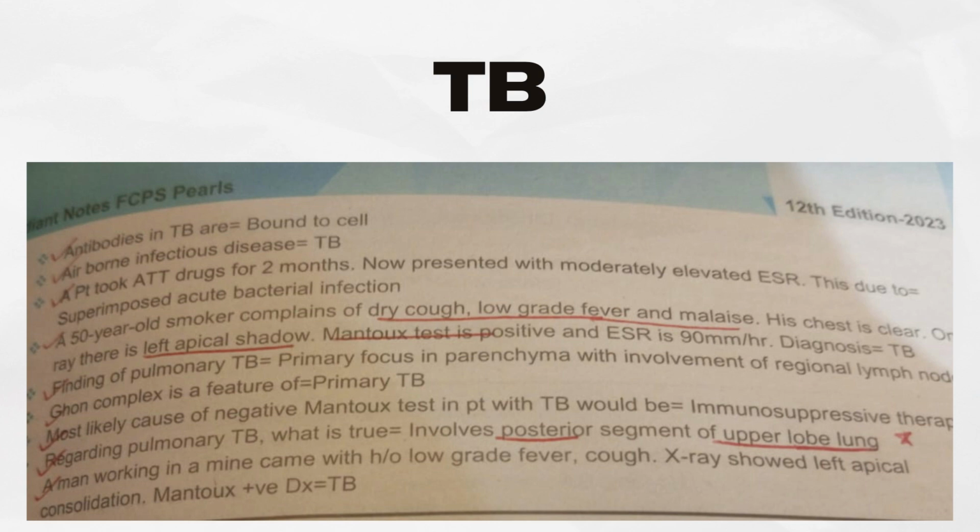Regarding pulmonary TB, what is true is that it involves the posterior segment of the upper lobe of the lung. A man working in a mine comes with history of low-grade fever, cough, X-ray shows left apical consolidation. The Mantoux test is positive. The diagnosis is going to be TB.